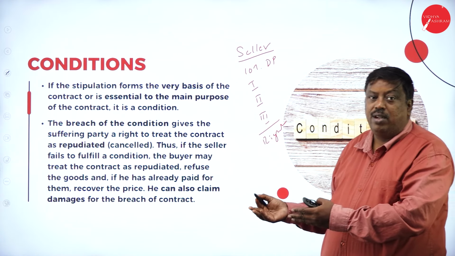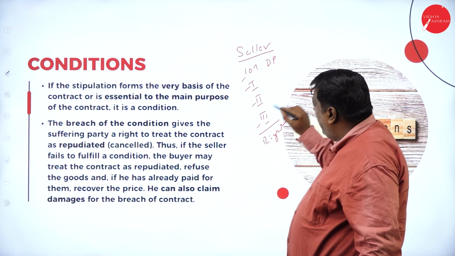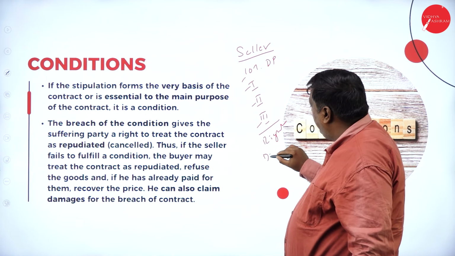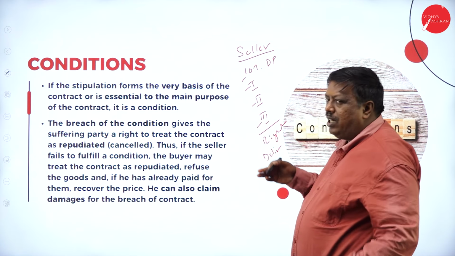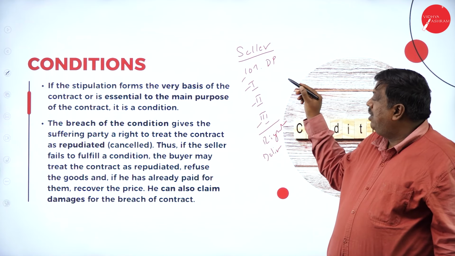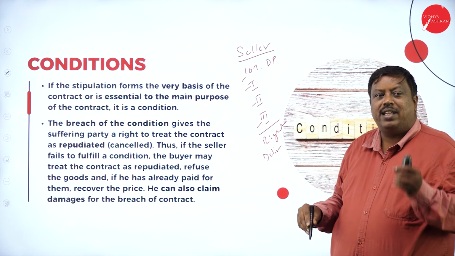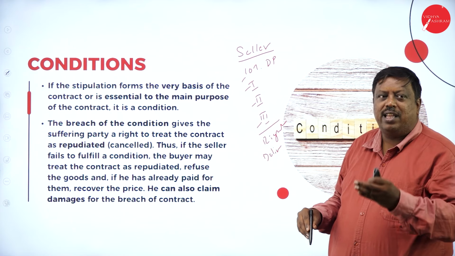This is a condition. Or you may say that after clearing all this part here, I'm going to deliver the goods. So I'll give the 4 installment concept: one is down payment, first installment, second installment, third installment. Then at the time of delivery of the goods, you can make the entire payment.